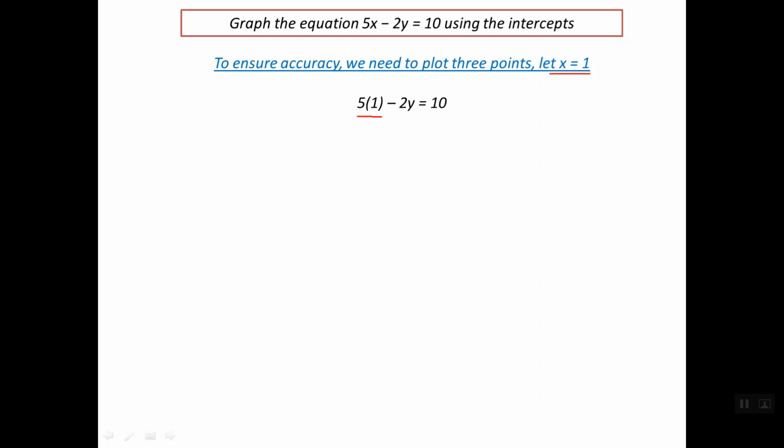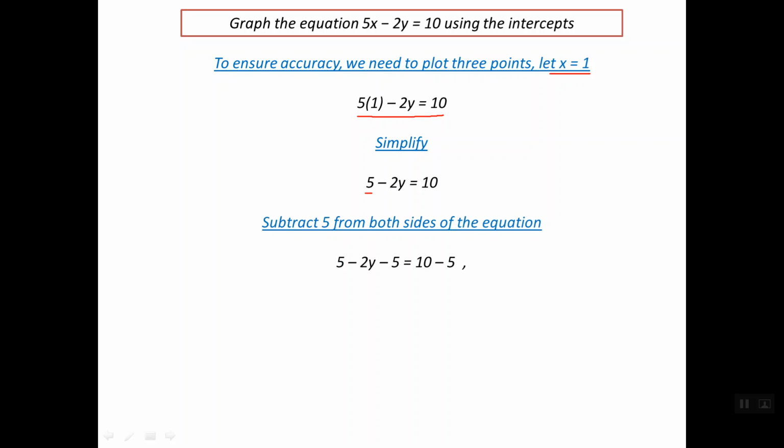So 5 times 1 minus 2y is equal to 10. Now we can simplify. So 5 minus 2y is equal to 10. We need to remove this constant from the left side. So simply we can subtract 5 from both sides of the equation. So the left side becomes 5 minus 2y minus 5, and the right side becomes 10 minus 5. So after simplifying, we have minus 2y is equal to 5.